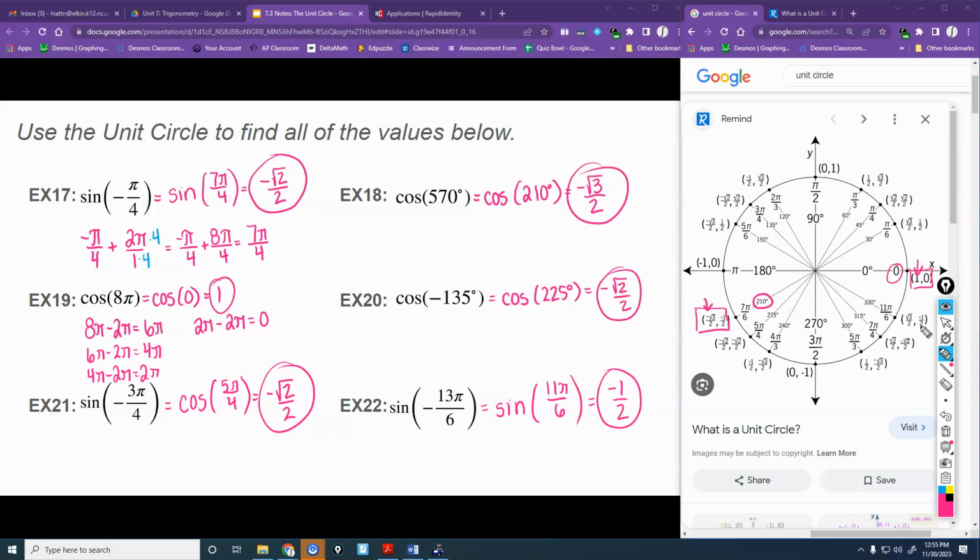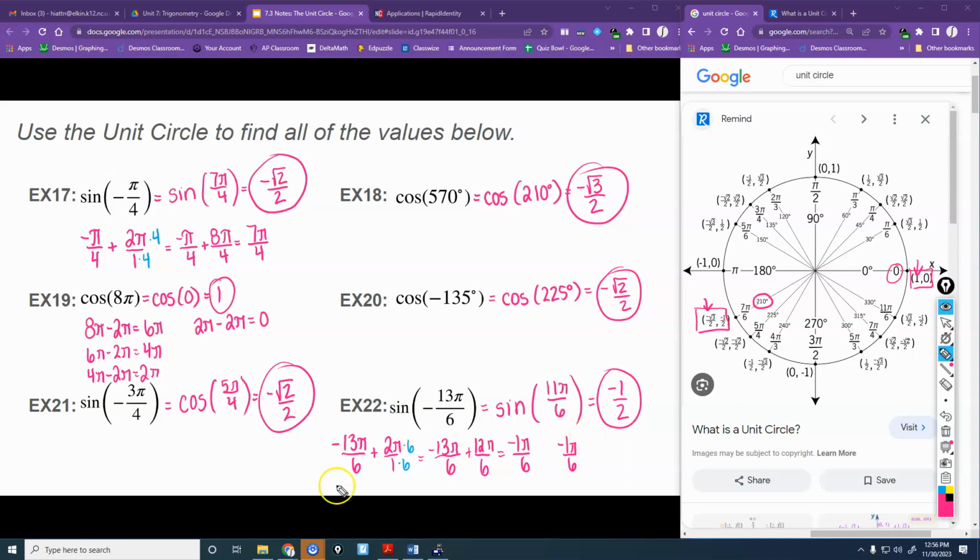For 22, you have a negative, so we need to add 2 pi to get something on the unit circle. But the problem with this is you're going to have negative 13 pi over 6. We will add 2 pi, which we have to make a fraction, so we have to get common denominators. So we will multiply by 6, and we will get negative 13 pi over 6 plus 12 pi over 6. And when we do that, negative 13 plus 12 is negative 1 pi over 6. Still not on the unit circle, so you're going to have to do that again.